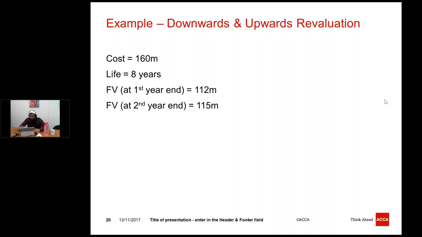Syed Maz wants me to repeat the excess depreciation. Maz, the excess depreciation is basically the old depreciation minus the new depreciation.